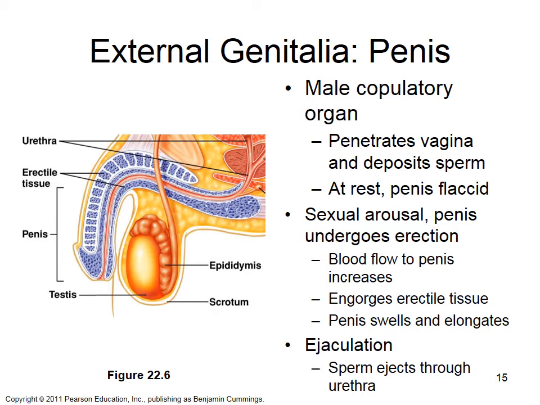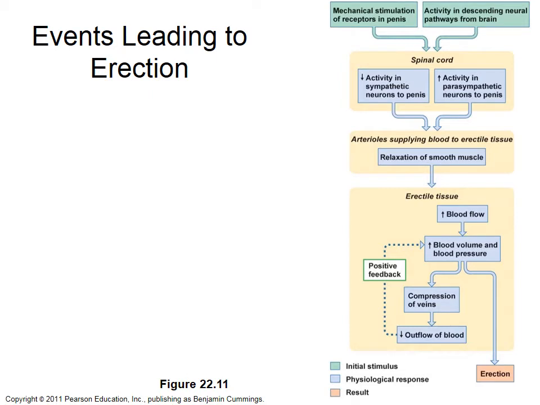Okay. And then ejaculation is when sperm is released through the penis via the urethra, and that is controlled by the sympathetic nervous system. Right? So we have a flow diagram explaining erection versus ejaculation.